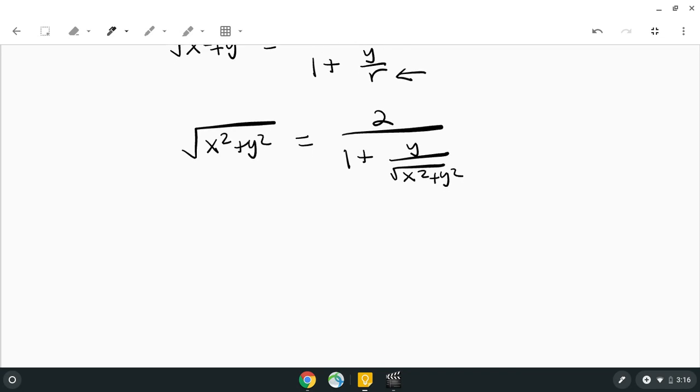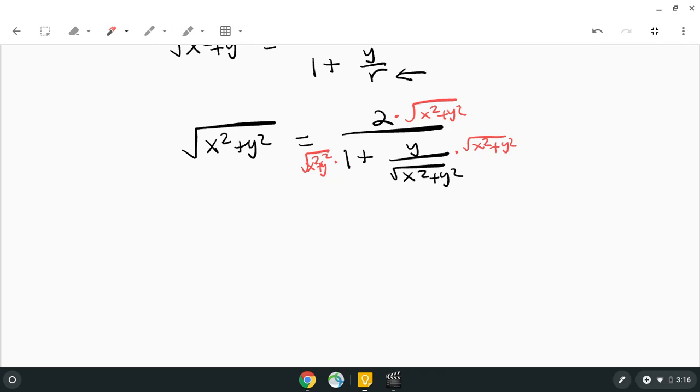Okay, so this would be good. It looks a little messy, so if I multiply this fraction on the right by the square root of x squared plus y squared, let me show you. I want to cancel this fraction here. So I'm going to multiply everything over here on this side by the square root of x squared plus y squared. But that means I have to multiply this one as well, and also up here.